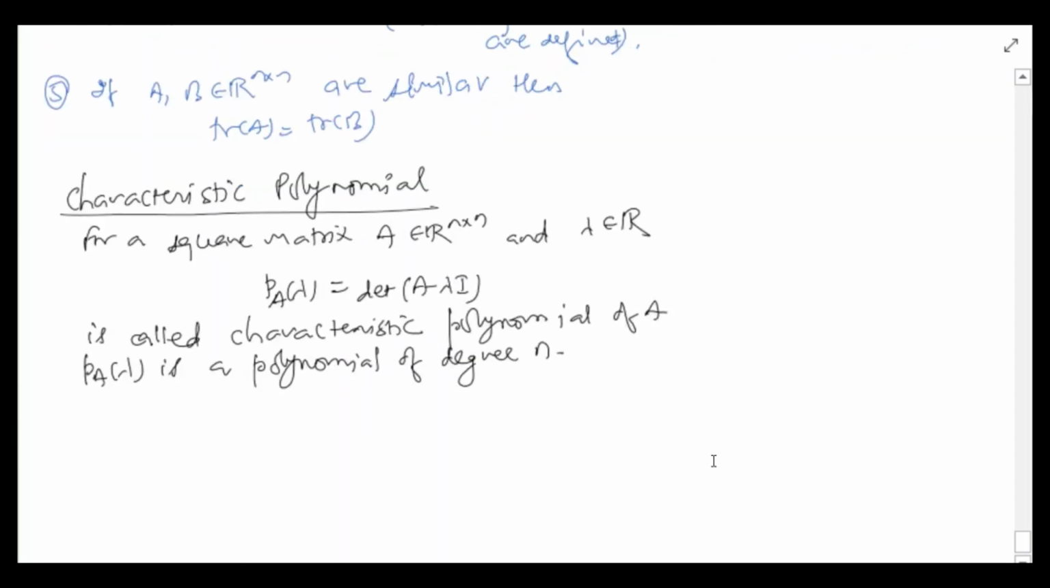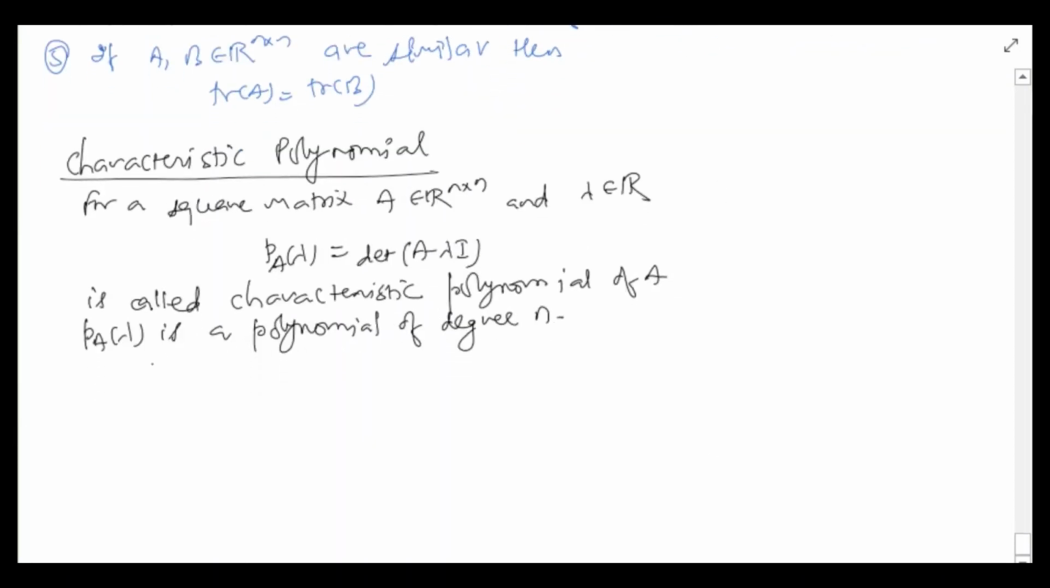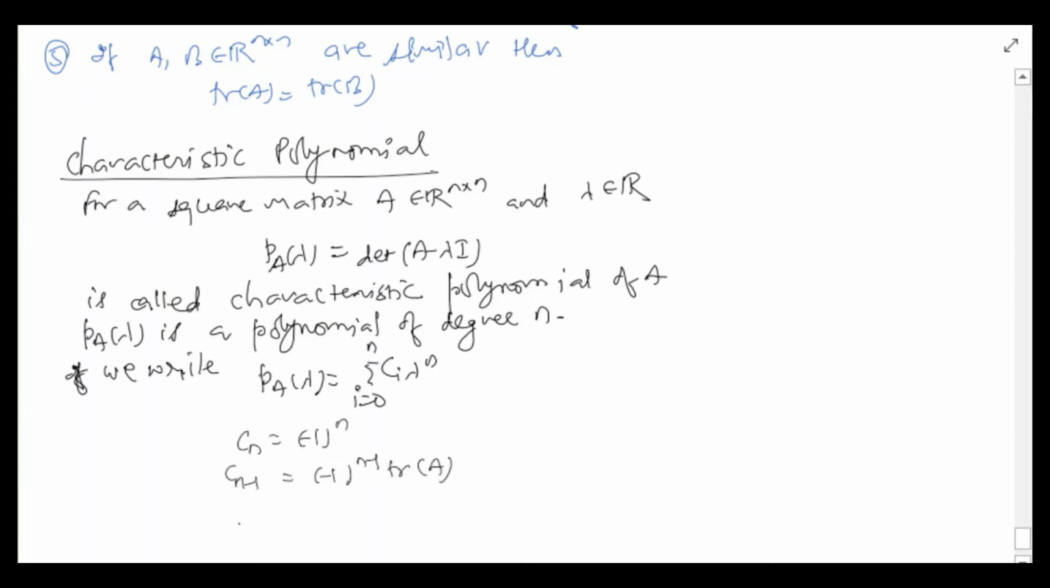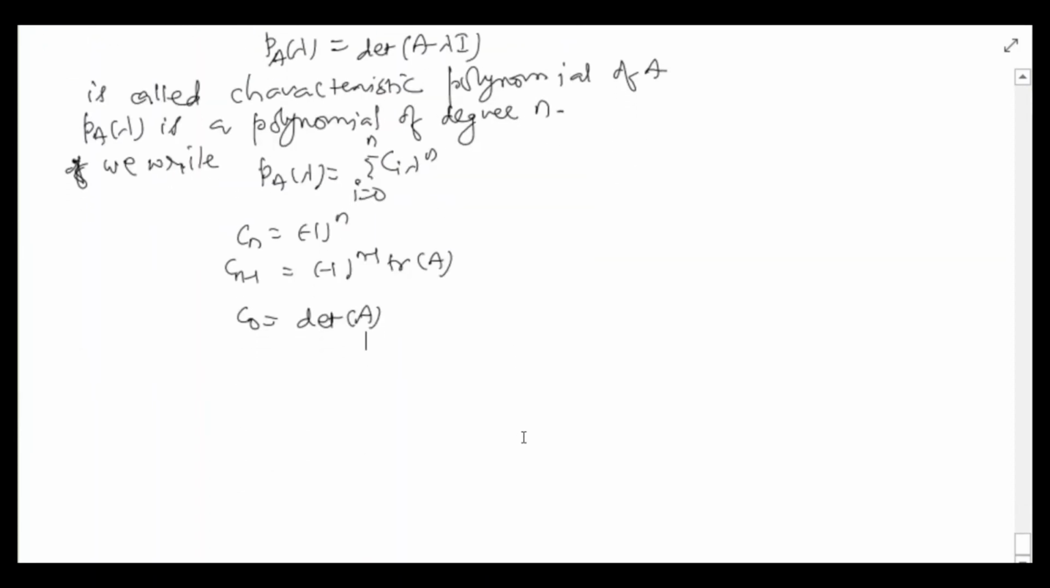Okay. Moreover, if we write P_A lambda as the summation i equals 0 to n of c_i lambda raised to i, then c_n is minus 1 raised to n, c_(n minus 1) is minus 1 raised to n minus 1 times trace of A, and c_0 is determinant of A. These properties easily follow from definitions of determinants and trace.